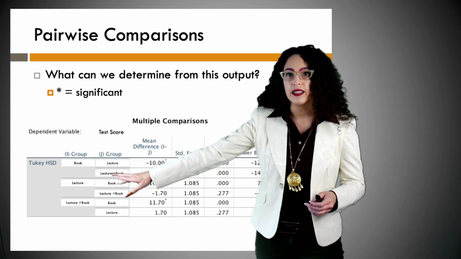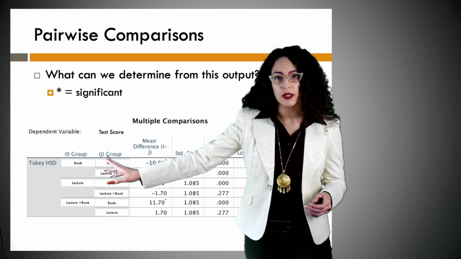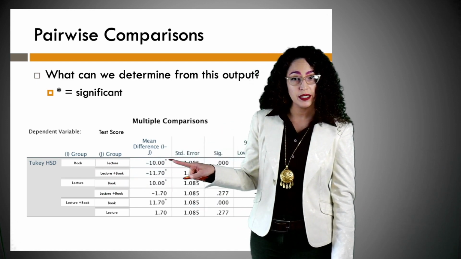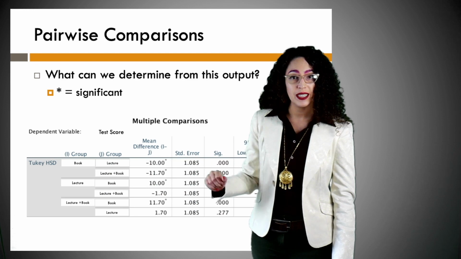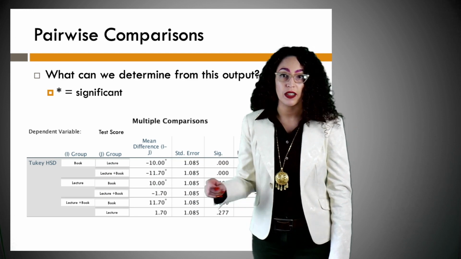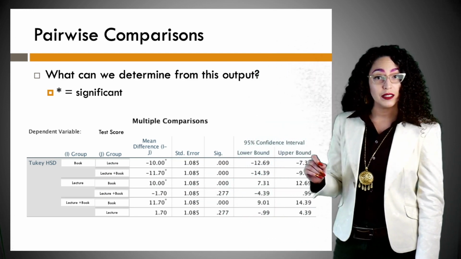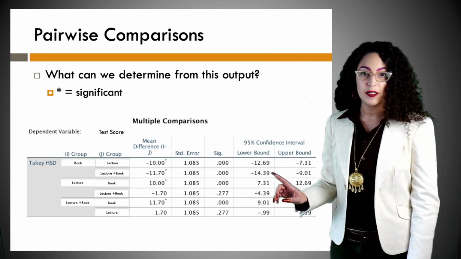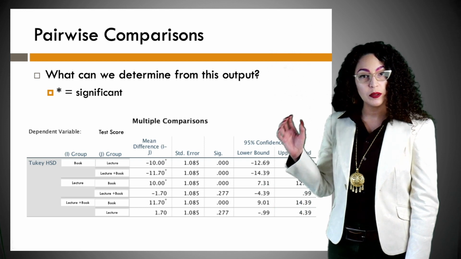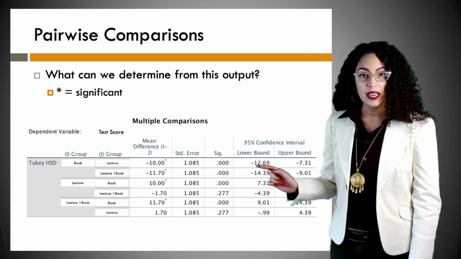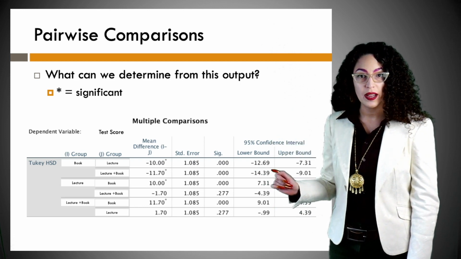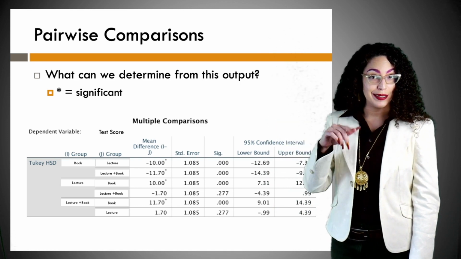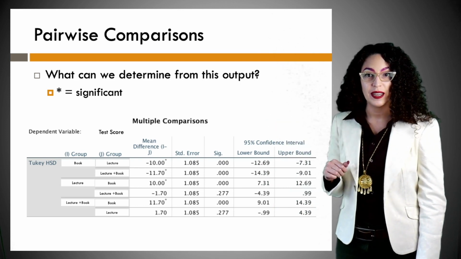Okay, we are taking the difference between people who just studied with the book versus lecture, and there was a 10-point difference between them, and you see that little asterisk right there. That means it was significant at the 0.05 level. We can also check this by looking at the confidence interval. Here's the confidence interval for the true difference between people who studied with a book versus lecture, and it was somewhere between negative 12 to negative 7. And what is missing from there? There's no 0, so we know it's significant.